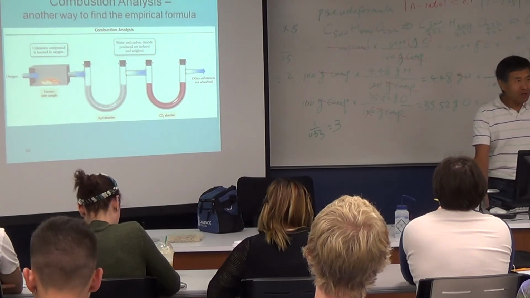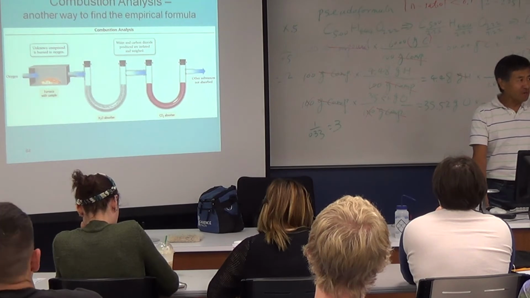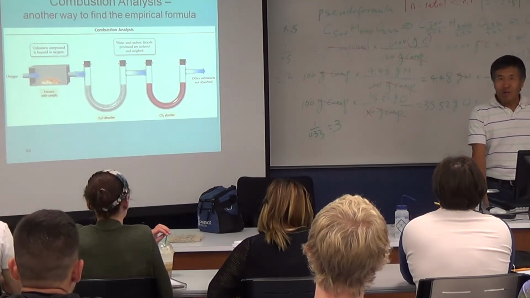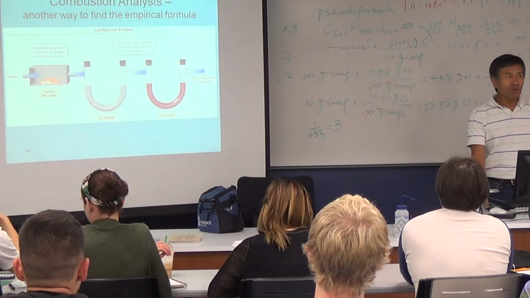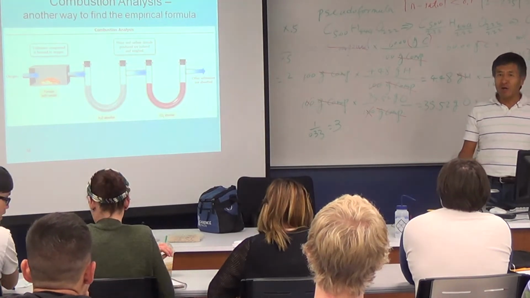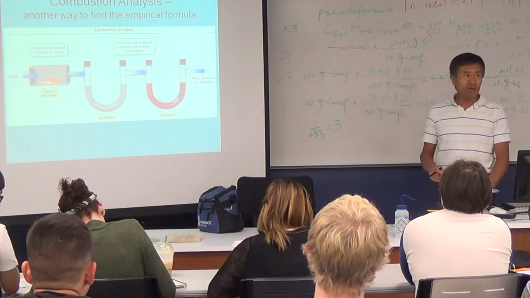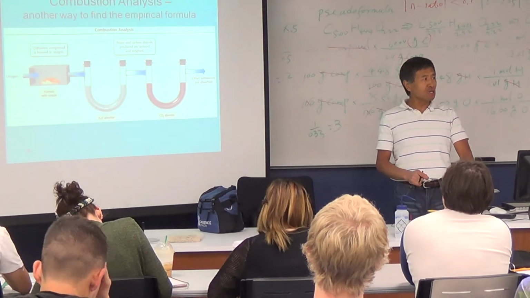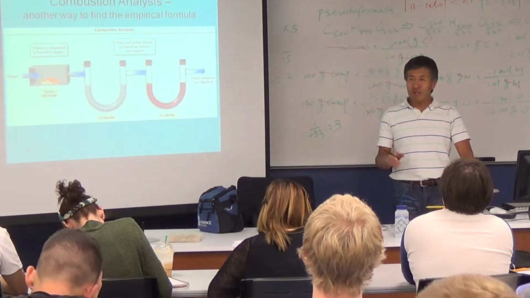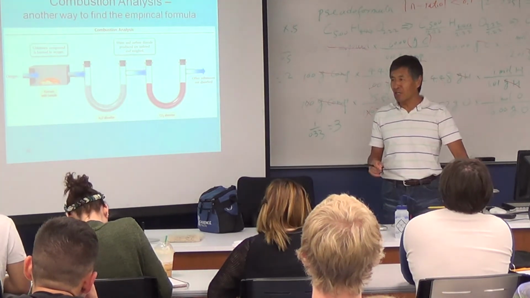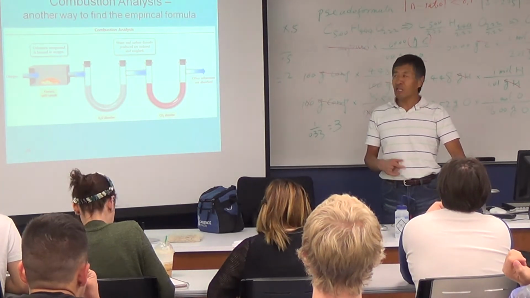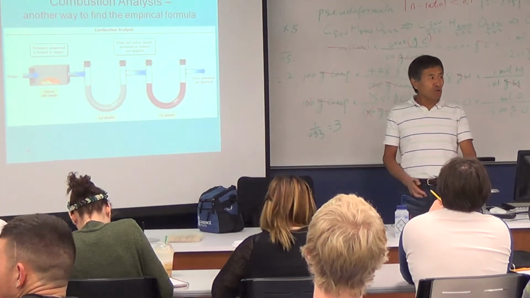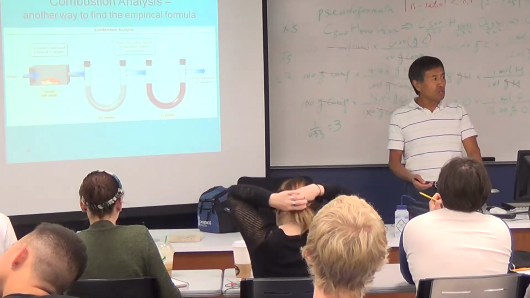We will have another way to find the empirical formula. In this way, I will not give you directly the mass percent of carbon, the mass percent of hydrogen, the mass percent of oxygen, or even the grams of oxygen, grams of H, or grams of carbon. I will give you something like what we produce from the compound.